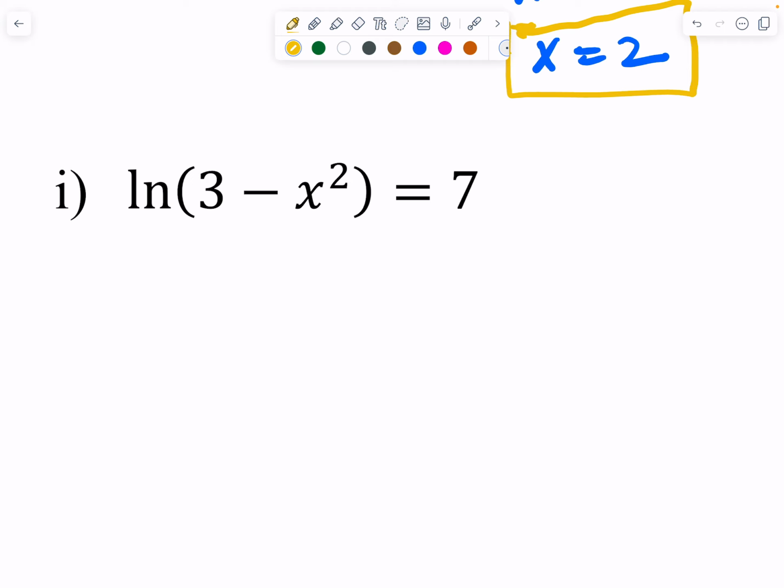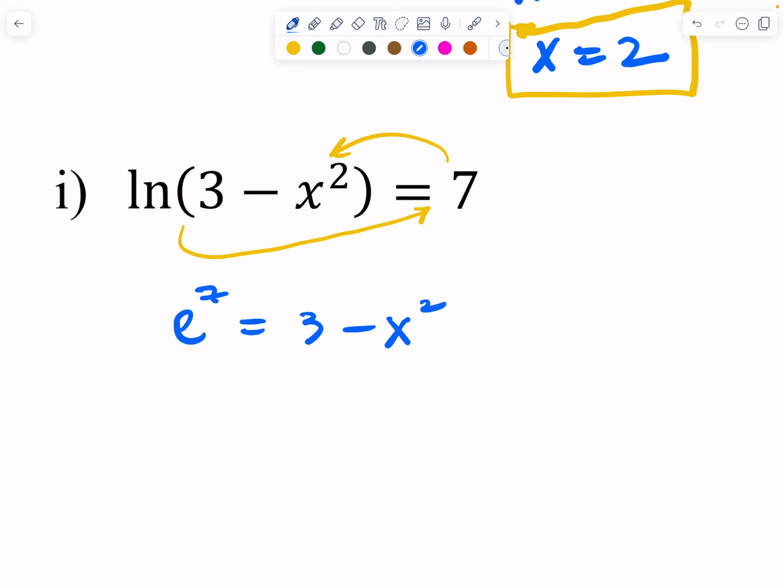Okay, similar strategy of rewriting in the exponential form. Nothing else to combine. We have, remember, ln is log base e. So e to the 7th equals 3 minus x squared. Remember, e is just a constant. It's Euler's number. So e to the 7th power, that's just a constant as well.